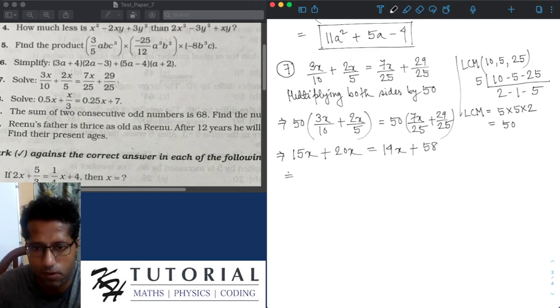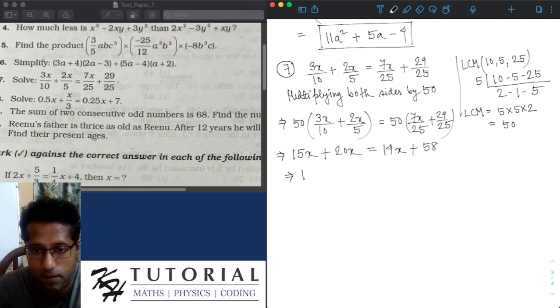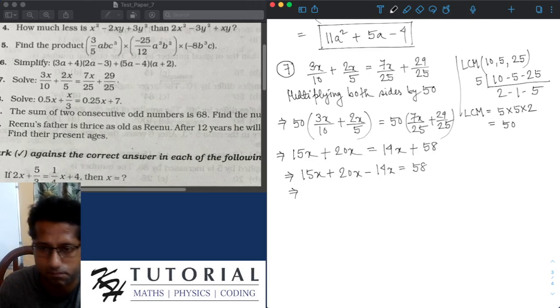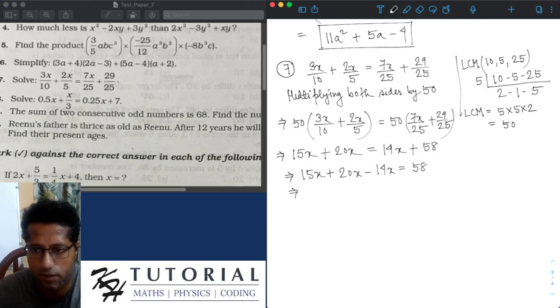So now we will bring all the variable terms, that is the terms containing x, to the left hand side and all the constant terms to the right hand side, and we get 15x plus 20x minus 14x equals 58. Now if we add all the variable terms on the left hand side, 15x plus 20x is 35x, 35x minus 14x is 21x. So 21x is 58.